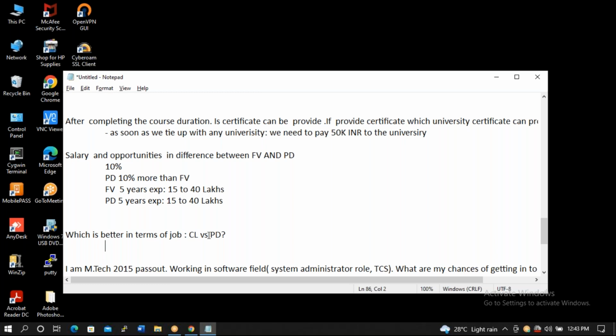In PD, the work can be very wide and varying. So if you ask me which is better in terms of job, PD is better because it's more challenging. Opportunities-wise also, PD has more opportunities, and PD has more growth. But am I discouraging someone from custom layout? Nothing like that. If you find interest in custom layout, of course custom layout. But my personal preference will be physical design.